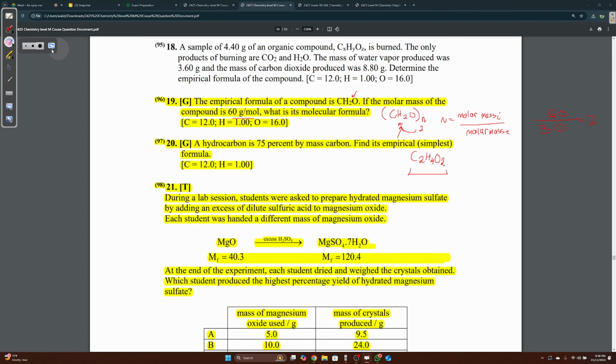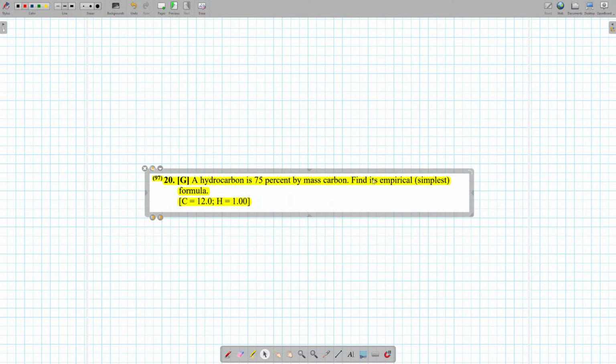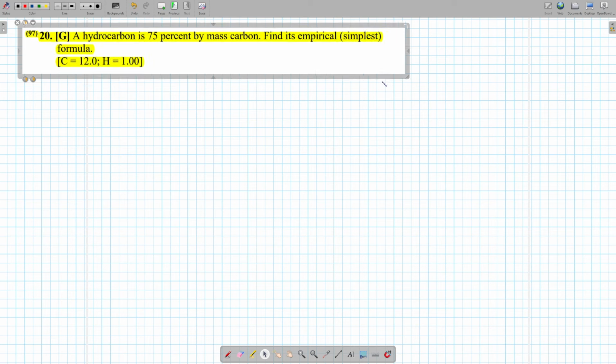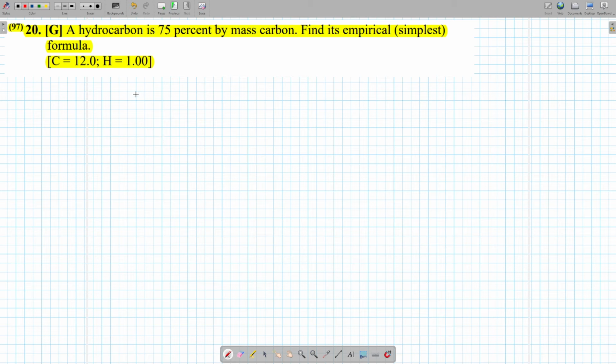Okay. Question 20. A hydrocarbon is 75% by mass carbon. Find its empirical formula. This question I'm going to take to the open board, because I've never solved a question like this on my channel before, and I want you to be familiar in case it comes in written. A hydrocarbon is 75% by mass carbon. Hydrocarbon means CxHy. It's any formula with carbon and hydrogen.